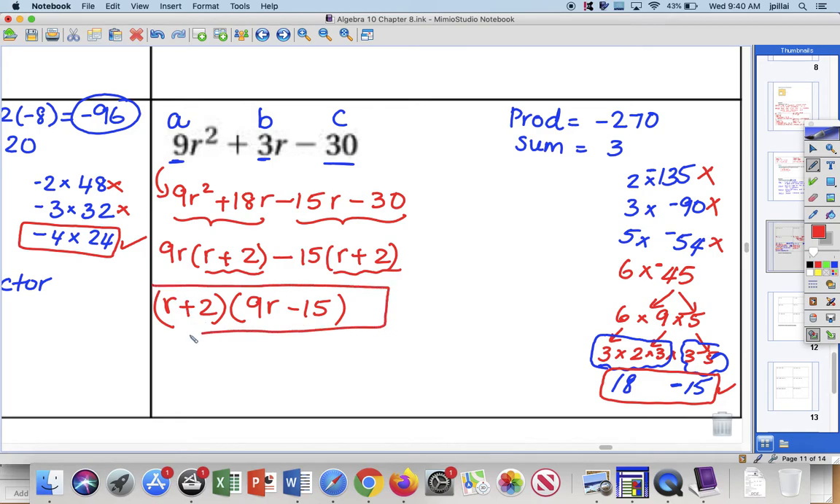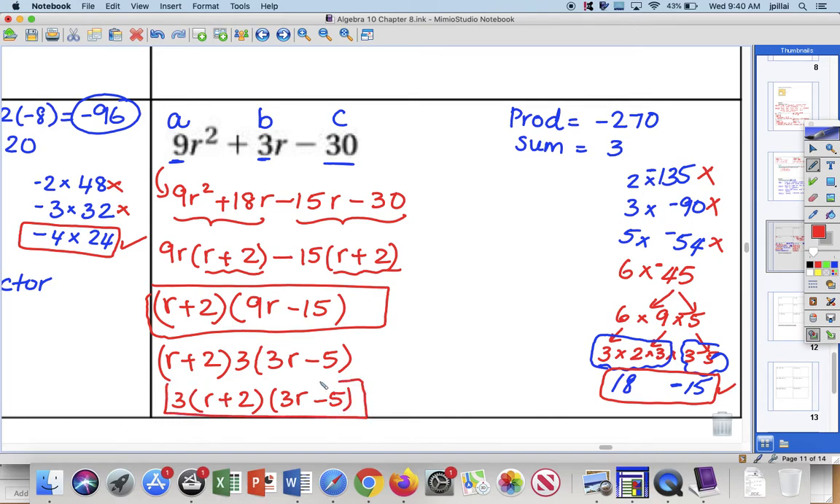But if you notice the 9r and 15 you have a common factor of 3. So therefore, r plus 2, factor out a 3, that'll leave you with 3r minus 5. Rearrange it to get your final answer as this. All right, so I hope you were able to understand. So if you're not able to split it, make sure you go through every single number.